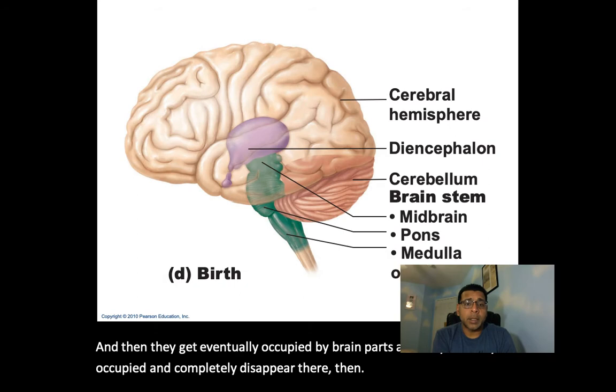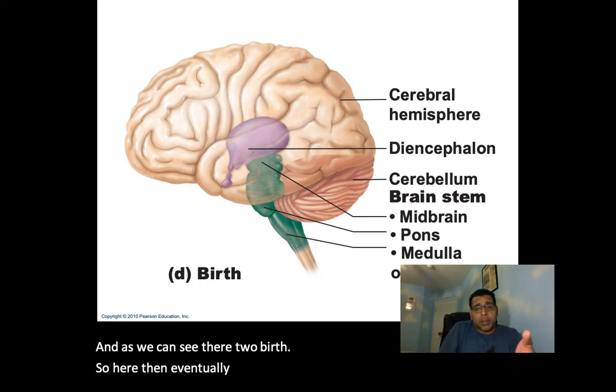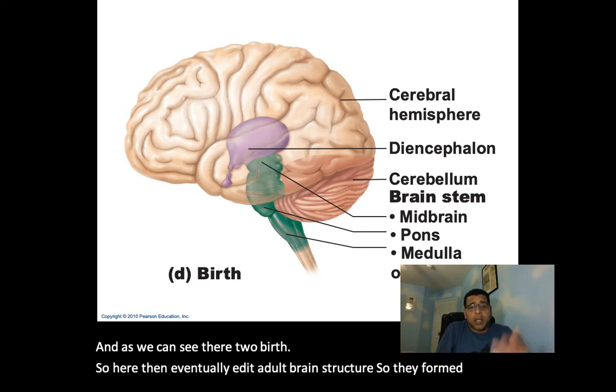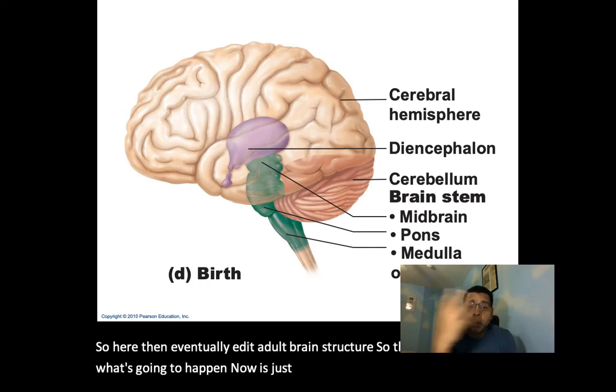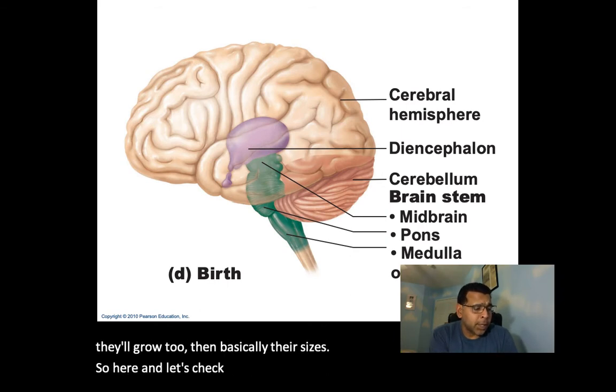As we can see there, to birth. So here then eventually are the adult brain structures. So they're formed there. What's going to happen now is just growth. And they'll grow to then basically their sizes. So here then let's check out the general organization now. Let's check out the adult brain regions.